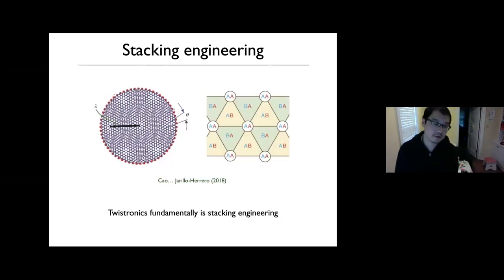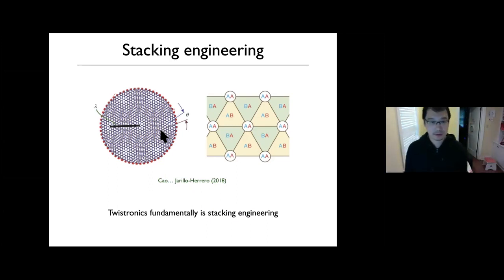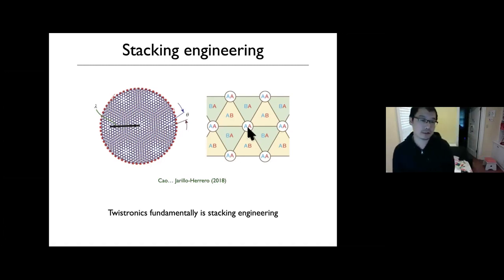Shown here is this very familiar picture of twisted bilayer graphene. On the left is what the Moiré pattern looks like. You can see this periodic pattern of the Moiré potential. On the right, it shows a schematic of what this Moiré pattern is doing. By twisting the angle, you basically realize a periodic pattern of stacking domains, which are mainly AB and BA in graphene. And at the corner, you will have this rhombohedral stacking. So in some sense, twistronics is fundamentally just about stacking engineering.